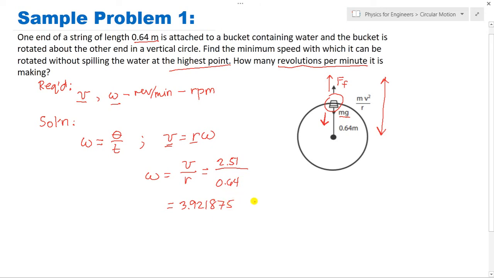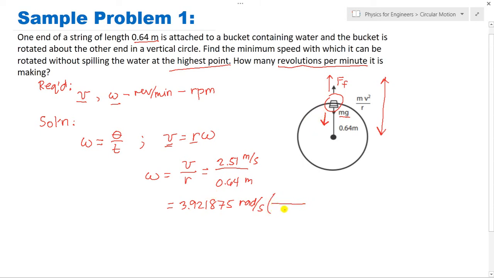3.921875. Again, anong units nito? Kasi diba yung sa numerator is meter per second, meron tayong ditong meter, therefore a certain unit, which is radian, kasi meter divided by meter is makancel out, so that is radian per second. Then, sabi dito, revolutions per minute man, so we convert.